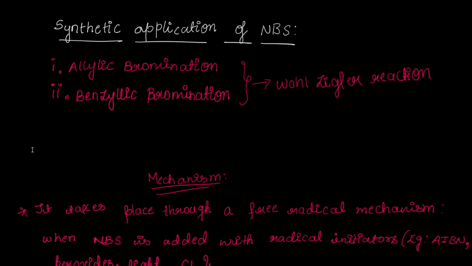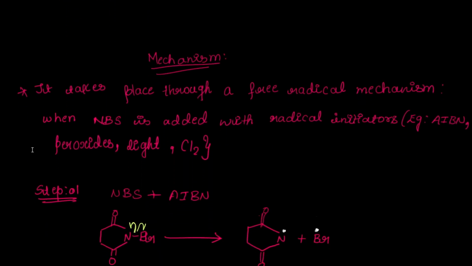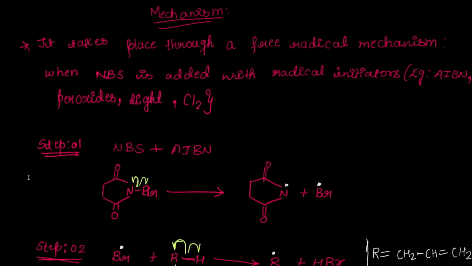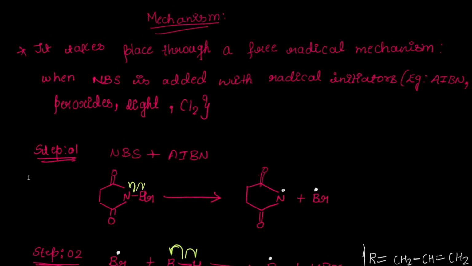The most common application of NBS is in allylic and benzylic bromination. This allylic and benzylic bromination is also known by the name Wohl-Ziegler reaction, which is a named reaction. Before going to the reaction, let's look at its mechanism. The mechanism takes place through a free radical mechanism.